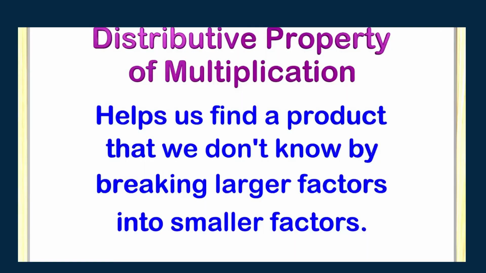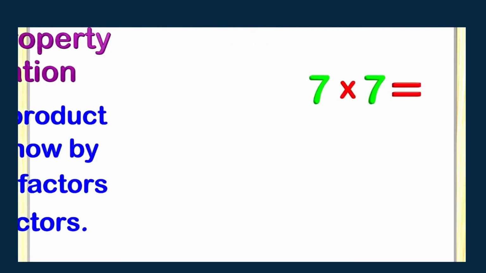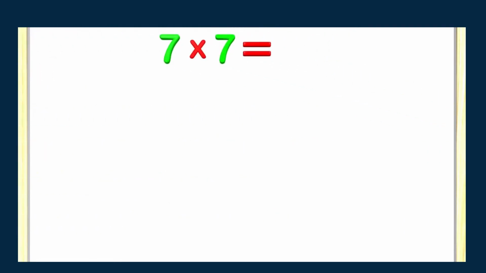The distributive property helps us find a product that we don't know by breaking larger factors into smaller factors. This can sound a little scary, but once we understand it, we will see that it is not that bad. Here we have the problem 7 times 7. I still struggle with multiplication, so I am going to use the distributive property to make this easier to solve. We are going to take this 7 here and break it apart into two smaller numbers. The distributive property only allows us to break apart one of the factors in an equation.